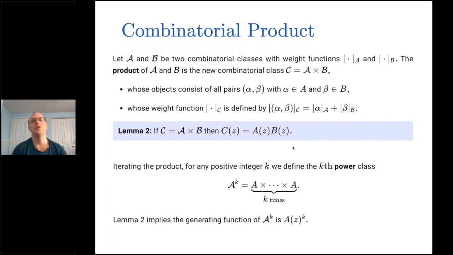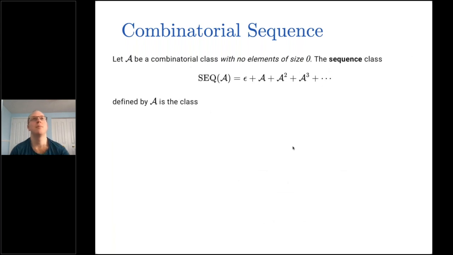Okay, so these are our first two operations. The final one is the most interesting one. This is known as the sequence operation, combinatorial sequence. So let's suppose I have a combinatorial class, and let's suppose there are no elements of size 0. So there's nothing of size 0, everything is size 1 or greater. The sequence class is, well, one way of writing it down is it's the sum of the neutral class, my original class A, the elements A squared, elements A cubed, and so on and so on. Now, this is one way of writing it down.